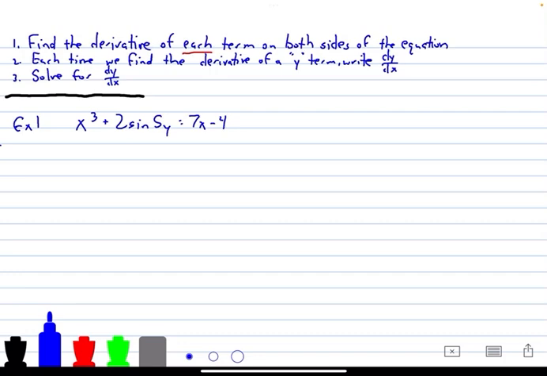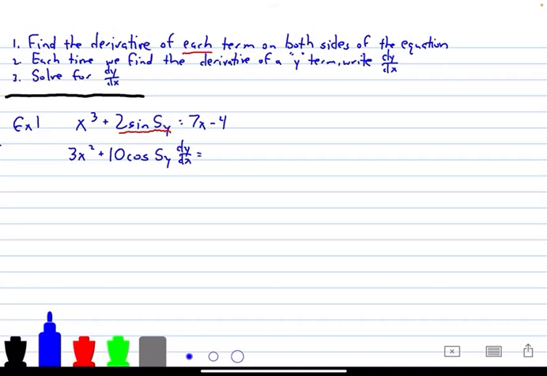So now, this is going to be 3x squared, and we have to be careful here on this next one because this is utilizing the chain rule. So remember, we have to bring the 5 out in front and multiply it by that 2, and the derivative of sine is going to be cosine. So 5 times 2 is 10. This is going to be cosine 5y. And each time we find the derivative of a y term, remember we had to write dy over dx.